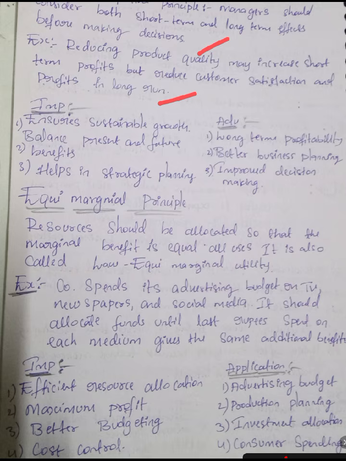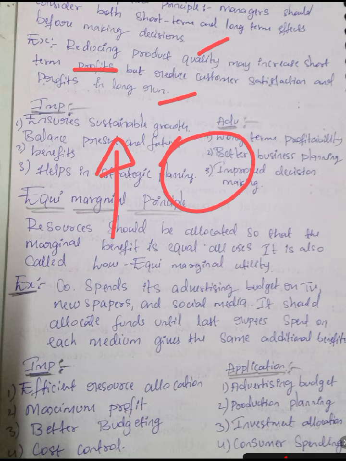Reducing the product quality may increase short term profits, maybe there is scope to increase short term profits, but reduces customer satisfaction and profits in the long run. Did you understand what I mean to say? For example, a product is there. In that product, quality and quantity are very important. So the manager will reduce the quality of the product by adding additional things and giving it to customers.